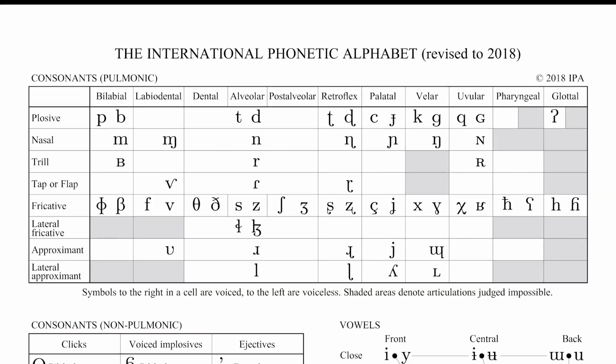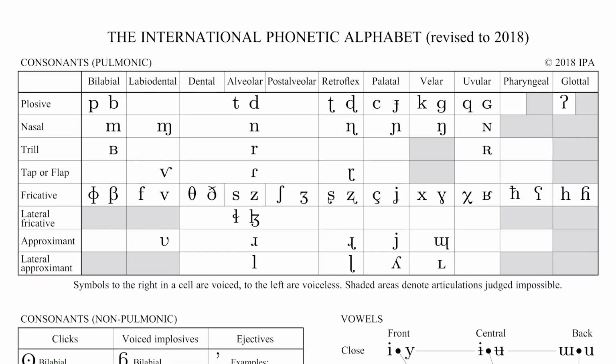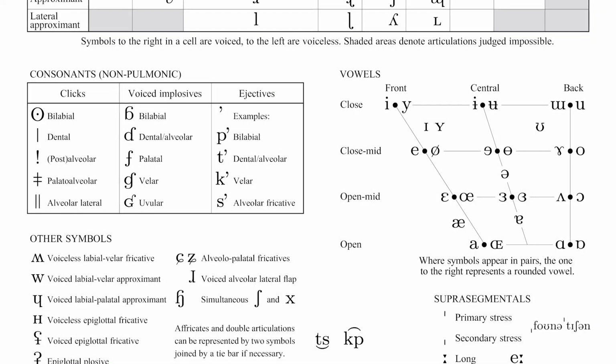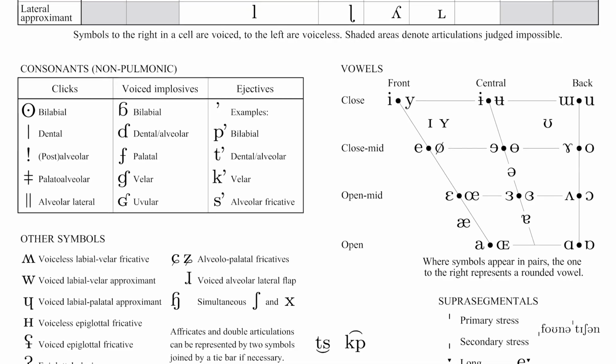So what do you need to know about the IPA in order to start reading and writing it? Well, like I said earlier, the IPA is one single sheet of paper, but there is a lot of information on it. So where should you start? Well, you should start with the consonant chart and the vowel map. Those are your keys to understanding the IPA. Everything else is just details. Consonants are sounds like b, d, g, ch, and vowels are sounds like a, e, i, o, u.